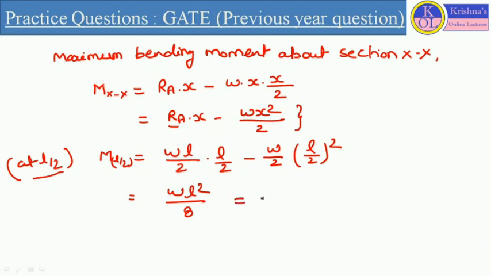And this value we already have, so we will put all the values. We will get the same value, 20 kilonewton meter. The same formula we have here represents the maximum bending moment, so the final value is 20 kilonewton meter. So this is another method.